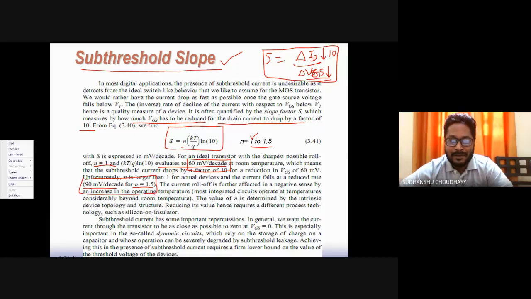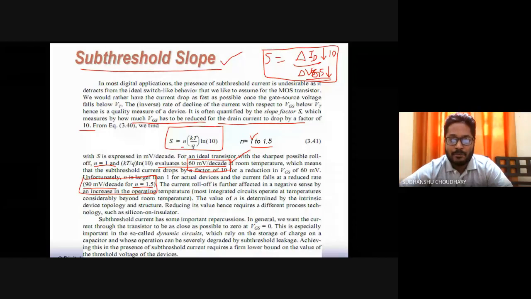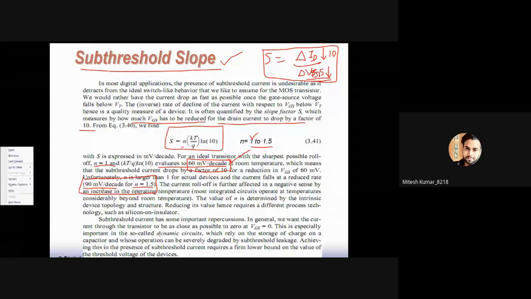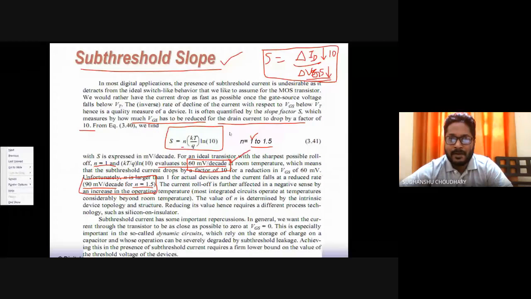Obviously this means that the device with 60 millivolts per decade sub-threshold slope can be switched off faster. So you can turn off this device, which has 60 millivolts per decade sub-threshold slope, faster than the device which has 90 millivolts per decade of sub-threshold slope. So this is one of the performance metrics.